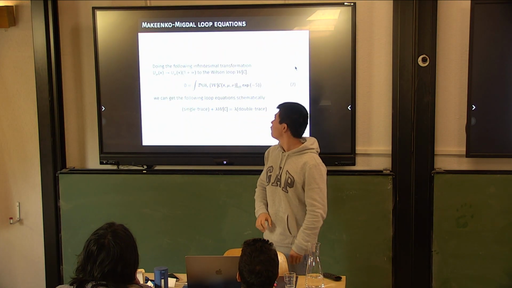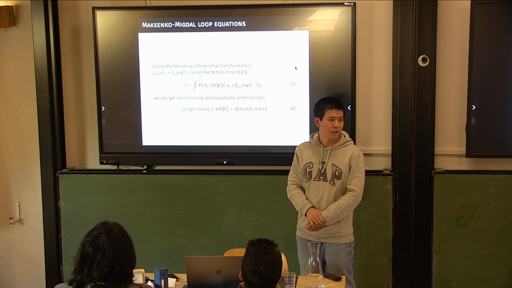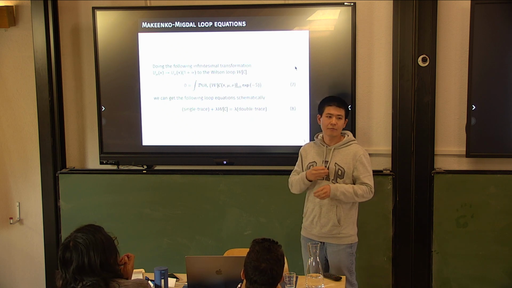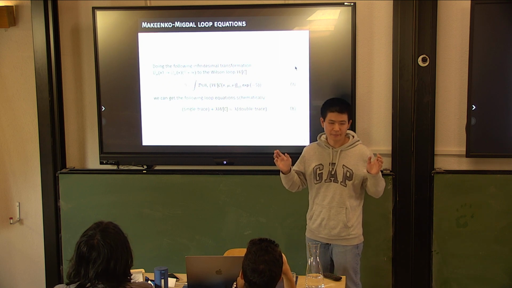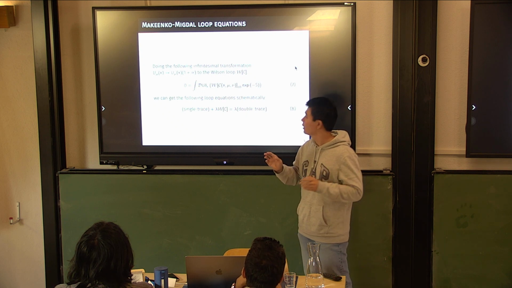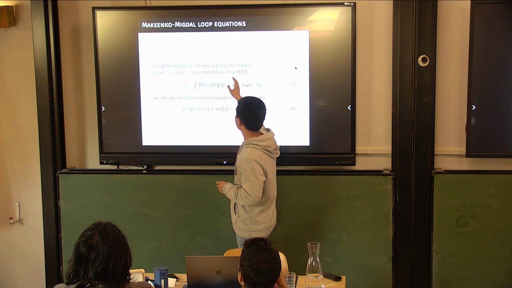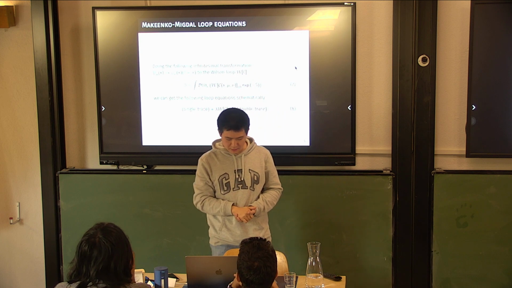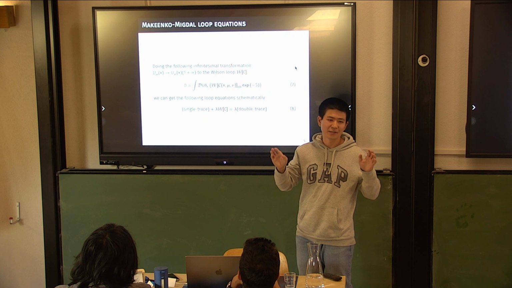How it works begins with the Makeenko-Migdal loop equation on the lattice, which is basically the Schwinger-Dyson equation. As you usually do, you make an infinitesimal shift of the variables on one link. Because this is a Haar measure, it stays invariant, and the full equation is zero. You expand it, and you need to massage the indices.